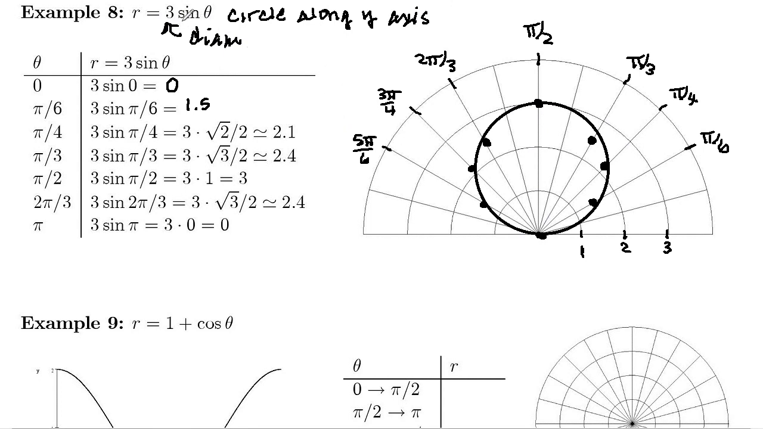And if it was 3 cosine theta, that would be a circle along the x-axis of diameter 3, so that would look like this. In the red there, this one is r equals 3 cosine theta. So it's along the x-axis instead of along the y-axis. That gives you some ideas about how circles are graphed. And if it was negative 3 sine theta, then it'd be along the negative y-axis. Negative 3 cosine would be along the negative x-axis.